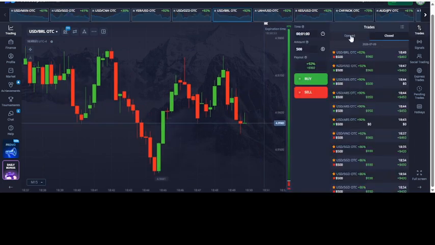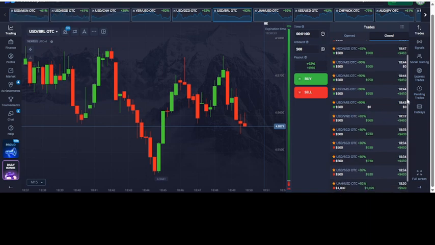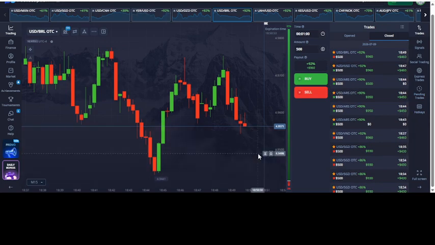Okay, so that trade was in the money here. If you notice, this is the final trade here. I had a nice winning streak here. We had one loss, one tie, and the rest were winners here.